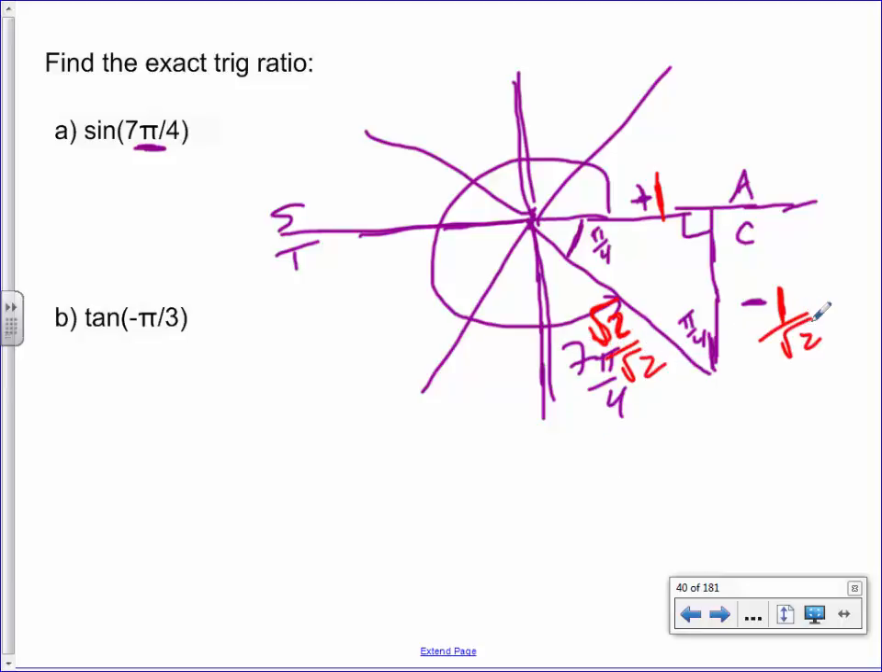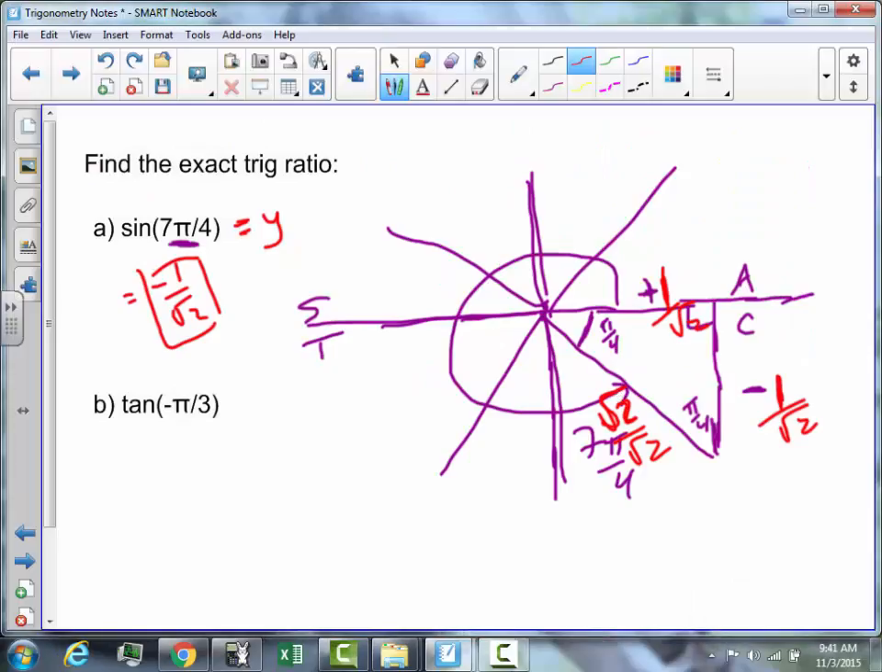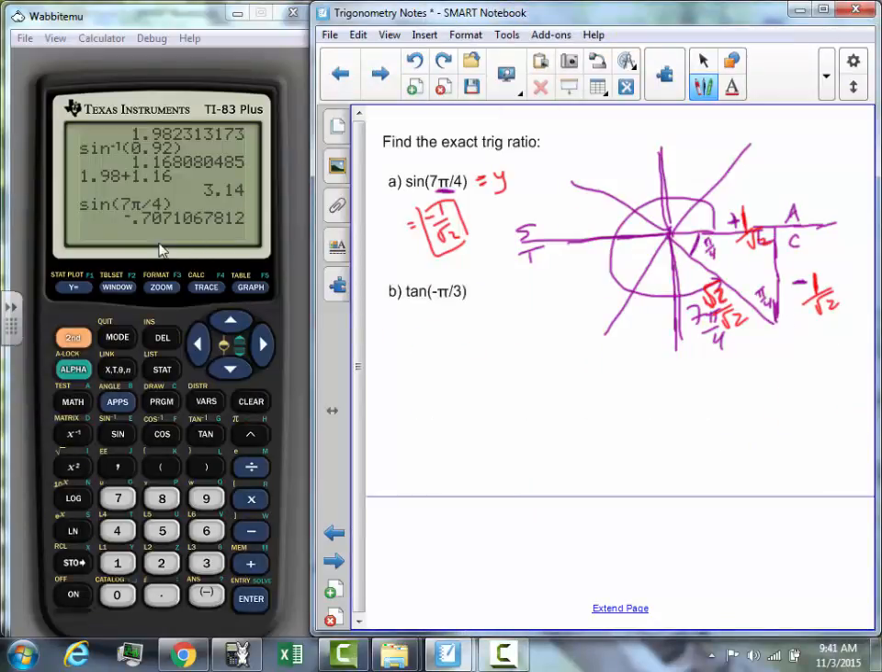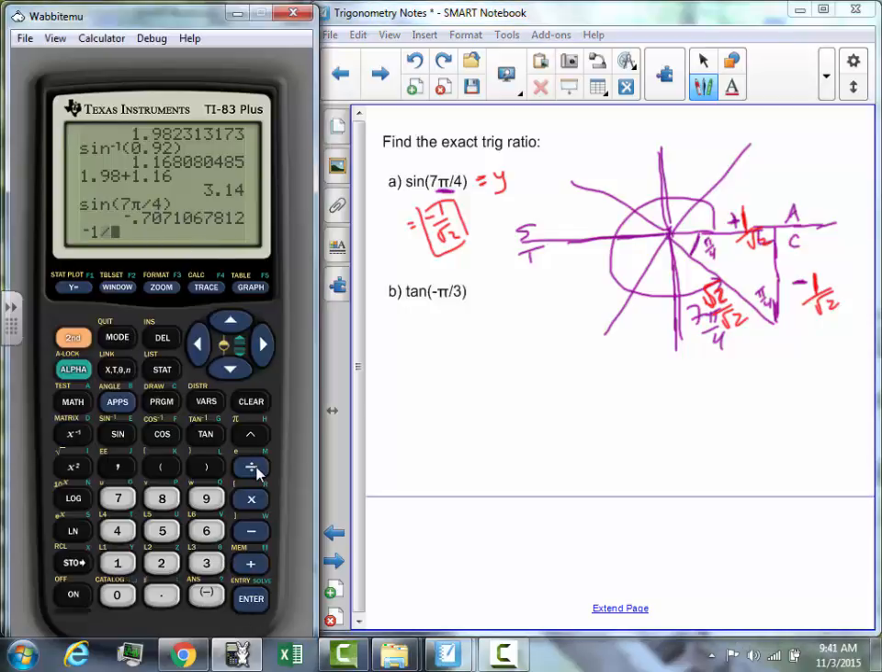I can divide this guy by root 2. I can divide this guy by root 2. So the sine is actually equal to the y value, and then the y value on a unit circle is -1 divided by root 2. That is an exact value. Go back to your calculator now. You know how just a second ago I typed in sine of 7 pi over 4 and got this stupid dumb number here? Well, if you typed in -1 divided by root 2, it better be that exact same number.